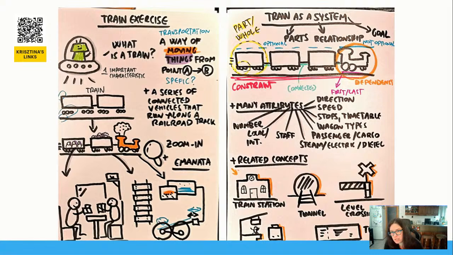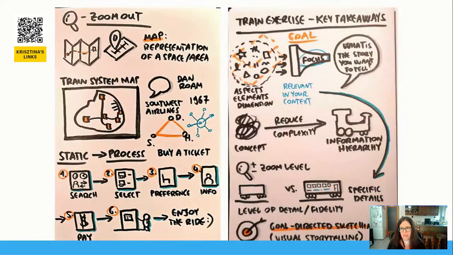What are the relationships between these parts or elements? Are there any dependencies? For instance, the locomotive should be the first one. Are there any constraints, like it runs along a railroad track? What is optional and what is not? And there are many other attributes like speed, timetable, wagon types. And there are also related concepts like stations and tickets. And you can also zoom out and, for instance, see the train system as a map. And you can also think about the processes, like map out the process of buying a ticket. It's like a user flow.